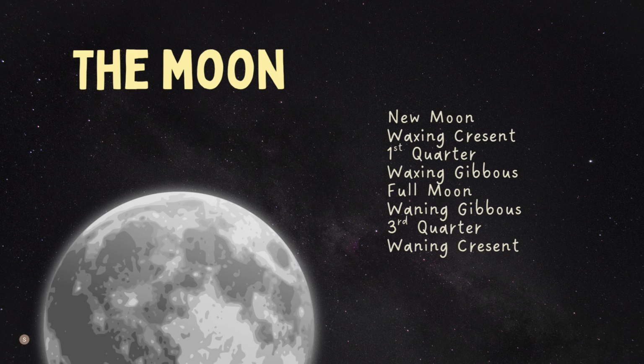Now we go backwards. So full moon, it's completely bright, and then waning gibbous, it's losing a little bit of light. Third quarter, it's losing half of the light, and waning crescent, it's losing three-fourths of the light. And then after waning crescent, you go back again to the top, new moon, and you keep on following this pattern.